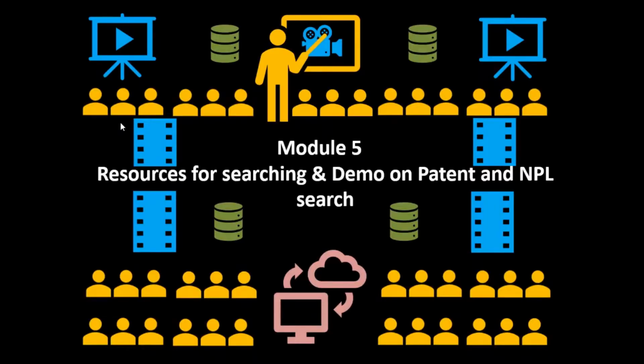So we are into module 5 now, and module 5 is mostly about the names of the databases which are used for searching patents and articles. We will just list them and see some of the features which are well known for the databases, or which are generally available to the public for using the database.